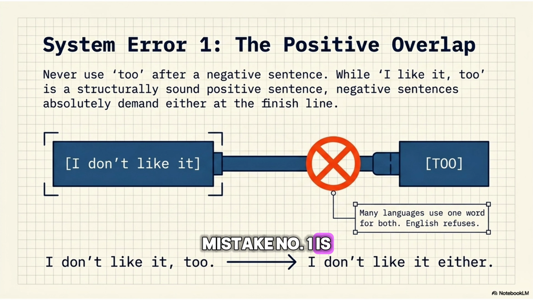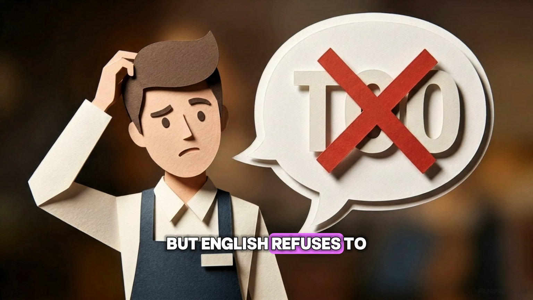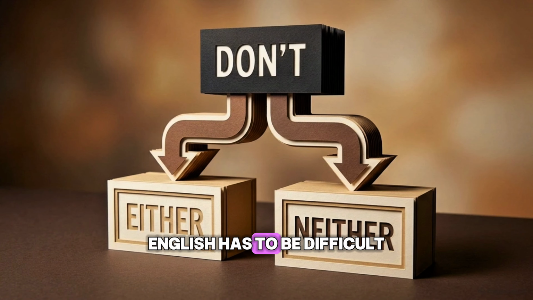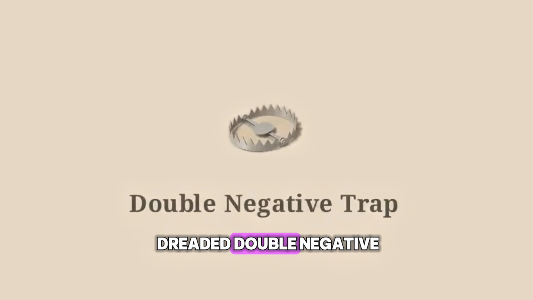Mistake number 1 is using too after a negative sentence. Which we touched on, right? Like saying, I don't like it too. Yeah. And it happens because many native languages use the exact same word for positive and negative agreement. But English refuses to do that. English has to be difficult. It really does. Mistake number 2 is the dreaded double negative.